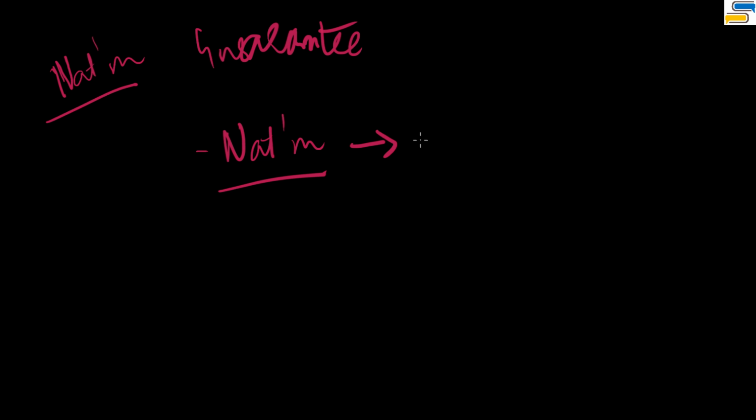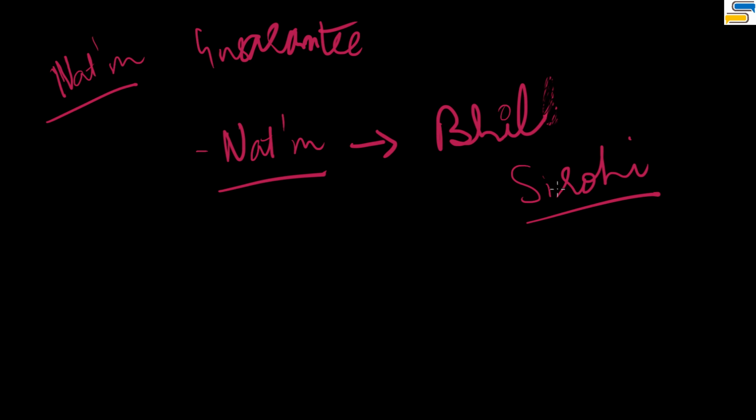For example, we'll take the example of the Bhils. The Bhil movement was happening in Sirohi, which is in Rajasthan. In the same manner, a lot of tribal movements were going on, and again many protests against the Jagirdari system were happening in the princely states.